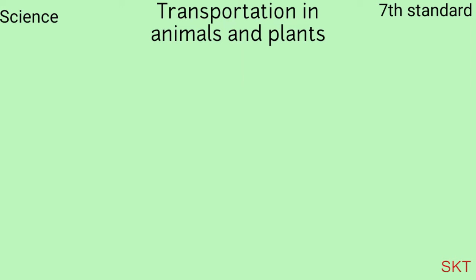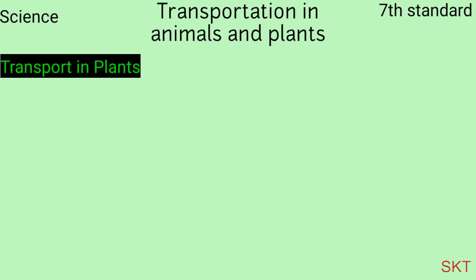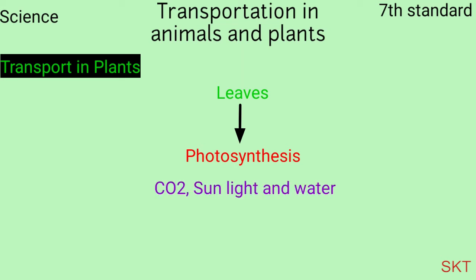Now let us move on to the next topic: transport of substances in plants. You have studied in your previous classes that plants prepare food in their leaves. Leaves prepare food through a process called photosynthesis. So what are the requirements of photosynthesis? Photosynthesis requires carbon dioxide, sunlight and water.